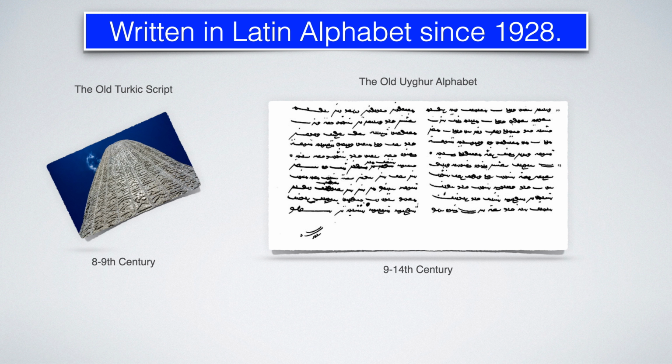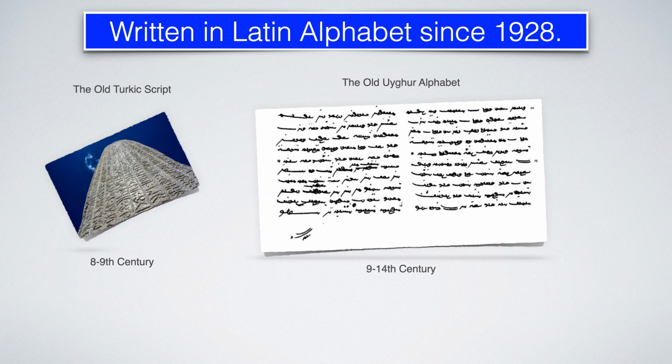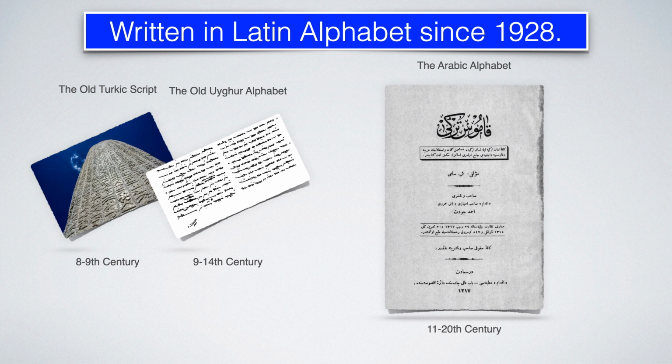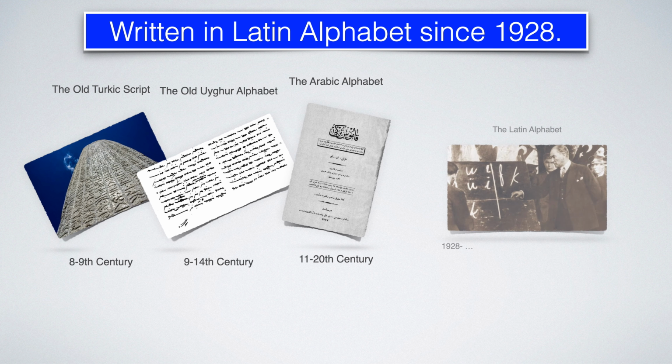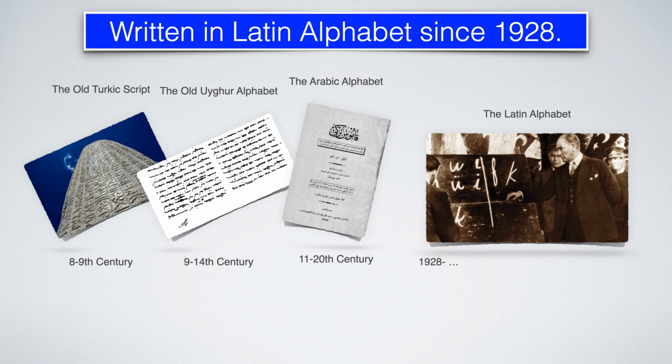But the majority of Turkic people had already switched to the Arabic alphabet in 11th century. This means we use the Arabic alphabet for almost 1,000 years. And then we switched to the Latin alphabet in 1928. Well, considering the fact that Turkish has 8 vowels and it being very different than Arabic language, it has always been a struggle to write in Turkish using the Arabic alphabet.